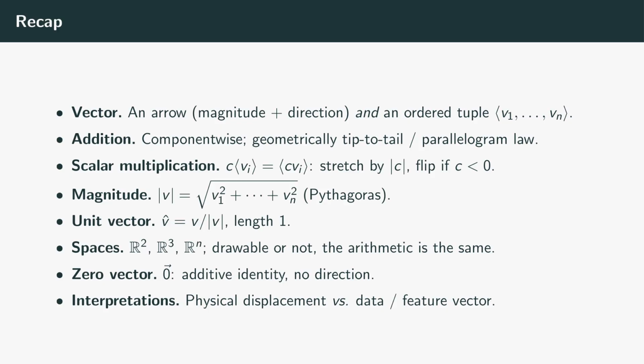Vectors live in the plane R2, in space R3, and in Rn for any n. When we can't draw them, the arithmetic carries us through unchanged. The zero vector, all zeros, is the additive identity and the only vector with no direction. And a vector can mean a displacement in physical space or a row of data in a feature space. Next episode, we let ourselves scale and add vectors freely and ask what every possible result looks like. That collection is called the span, and it's where the real story of linear algebra begins.